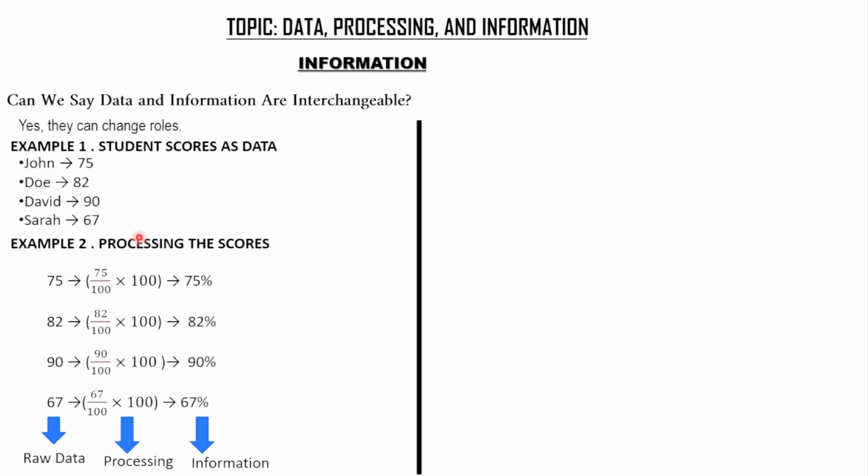Now the computer begins processing the scores. It calculates percentages, organizes the results, and prepares meaningful output. This stage is called processing, right? Because the computer is now working on the raw data, right? So this is the raw data. This is the processing stage. It processes it, then information, right?